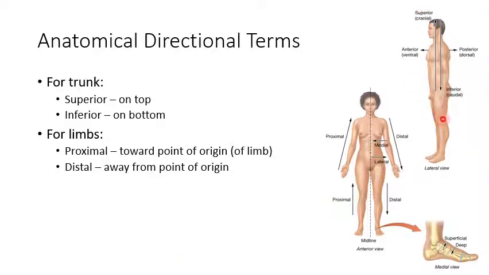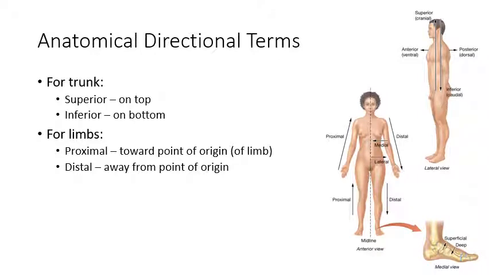So for the trunk of the body, you have superior being closer to the head or to the top, and inferior being closer to the bottom or to the butt. Then for the limbs, you have proximal and distal. Proximal is closer to the shoulders or closer to the hips. Distal is closer to the fingers or closer to the toes. So proximal is closer to the origin point for that limb, distal further away from the origin point of that limb.